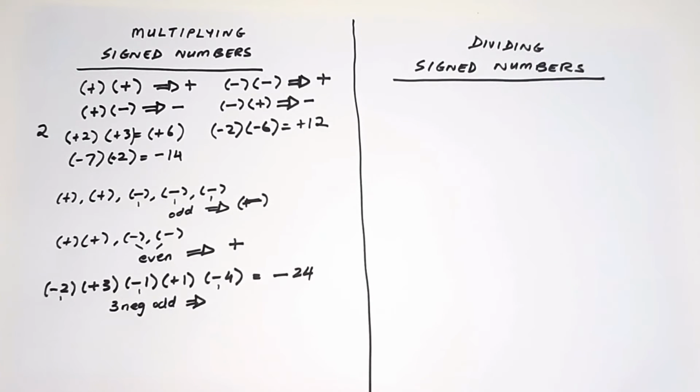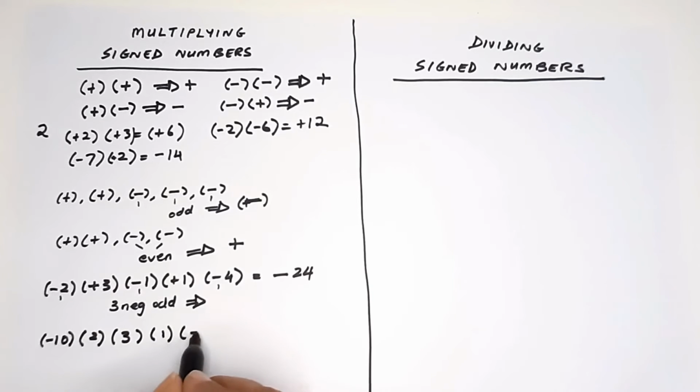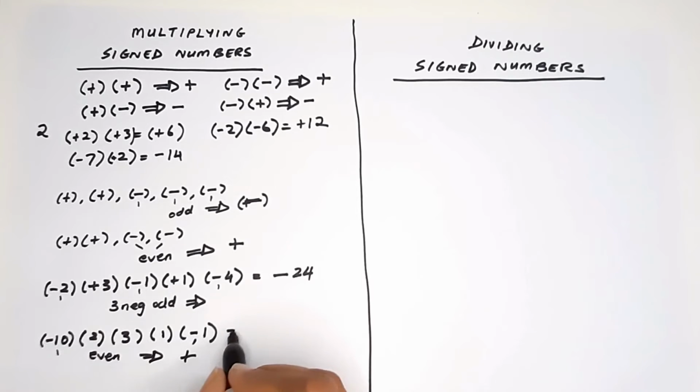Let's see one more example. Negative 10 times 2 times 3 times 1 times negative 1. Let's see how many negatives we have. 1 and 2. That's an even number of negatives, so your answer has to be positive. Let's multiply. 10 times 2 times 3 is 60. So when you have a lot of numbers that you have to multiply, just count the number of negatives. If it's even, you get a positive answer. If it's odd, you get a negative answer.